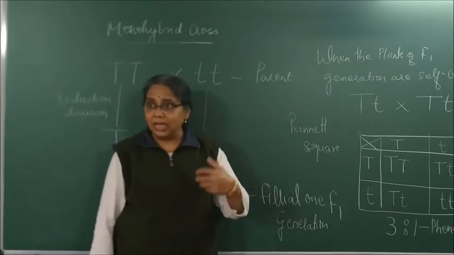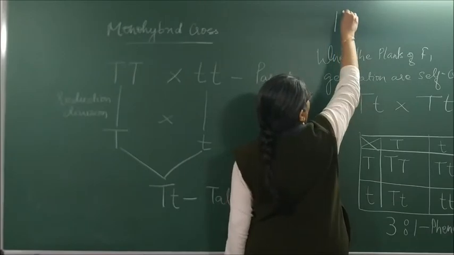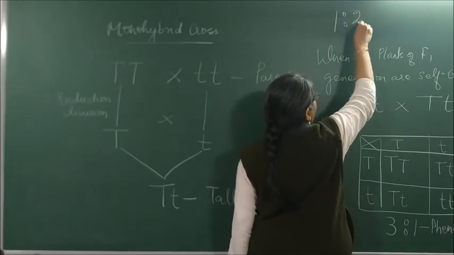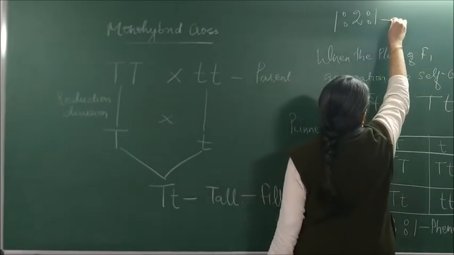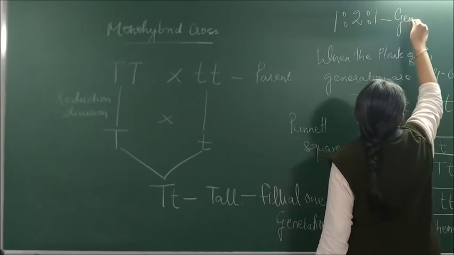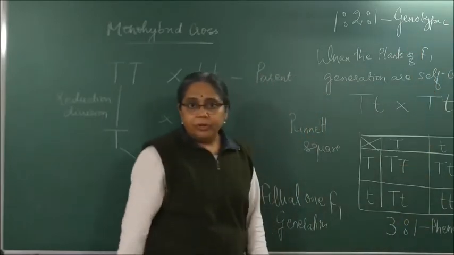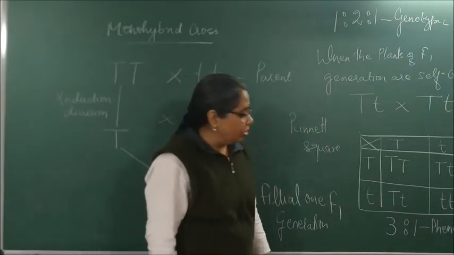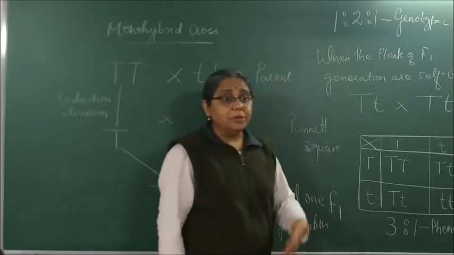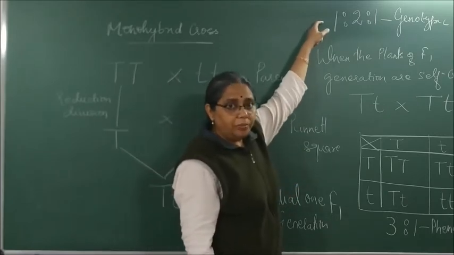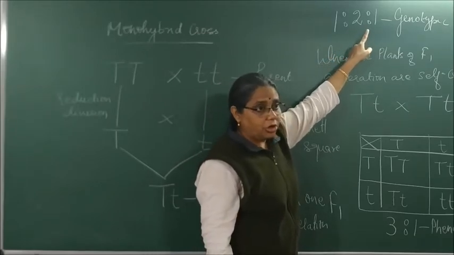But from inside, how many plants are pure tall? 1 plant is pure tall. 2 plants are hybrid tall, isn't it? And 1 plant is short. So this is what ratio? Genotypic ratio. What is the phenotypic ratio in a monohybrid cross? 3 plants are tall and 1 plant is short. How is the genotypic ratio? 1 pure tall to 2 hybrid tall to 1 short plant.